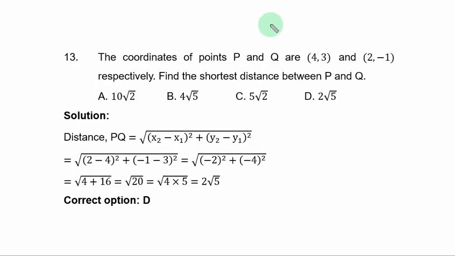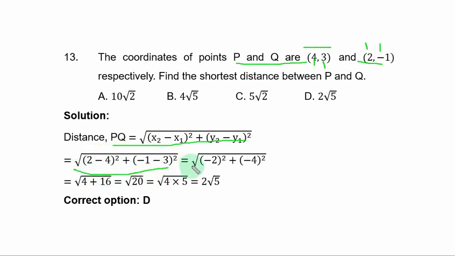Question 13. The coordinates of points P and Q are 4, 3 and 2, minus 1 respectively. Find the shortest distance between P and Q. That distance is given by this formula. From the first coordinate, 4 is S1, 3 is Y1. From the second coordinate, 2 is S2 and minus 1 is Y2. If you replace them in the formula, you have this result.